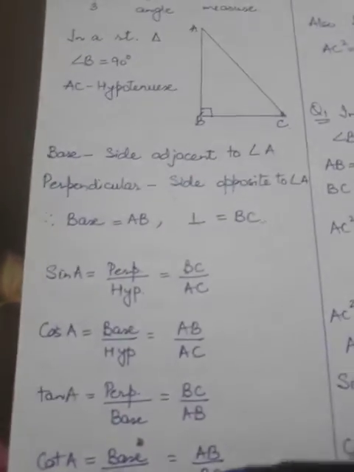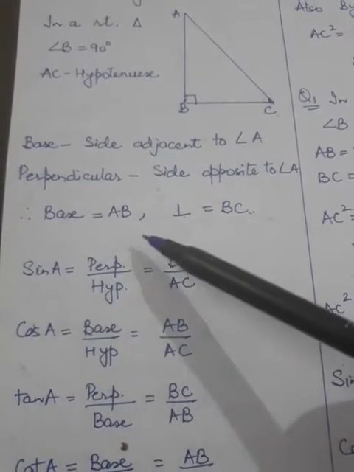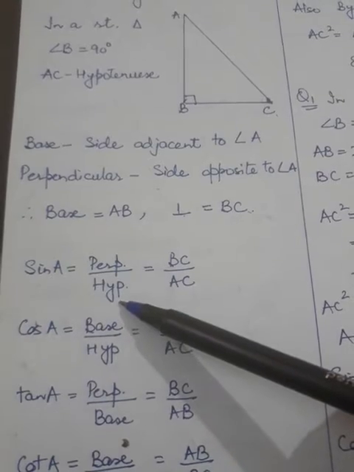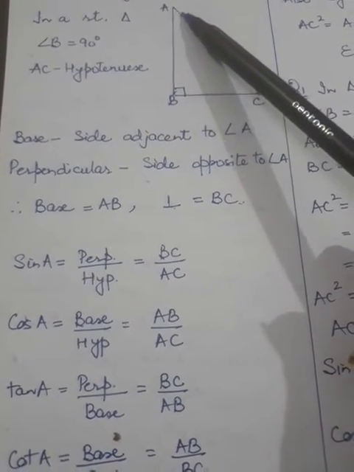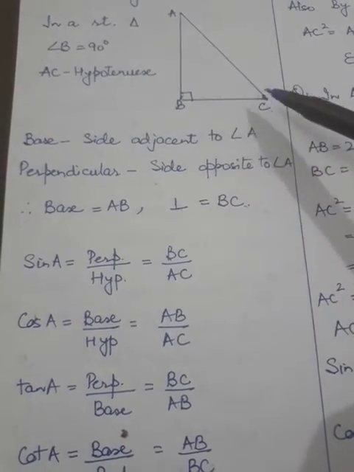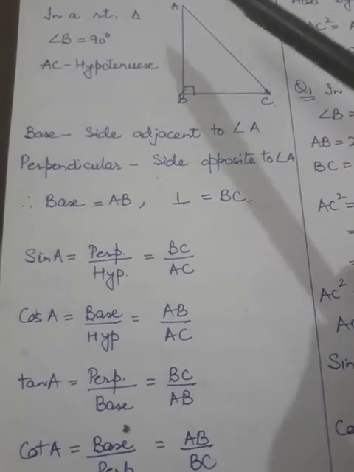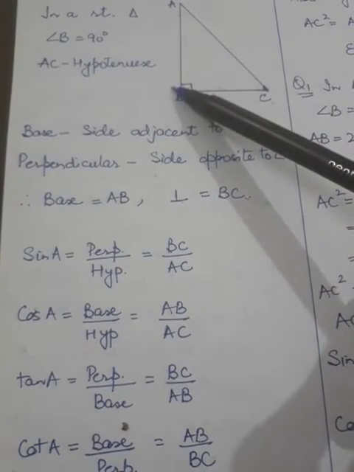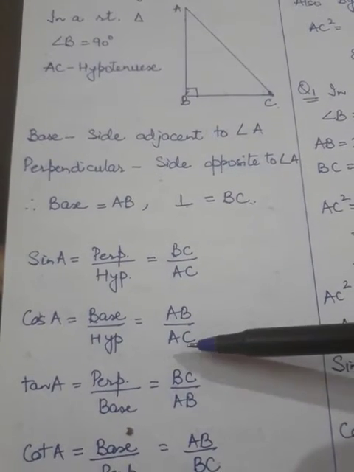First one is sin A. Sin A is perpendicular upon hypotenuse. So when we consider this angle A, the perpendicular is BC, the hypotenuse is AC. Then cos A is base upon hypotenuse. So AB upon AC.